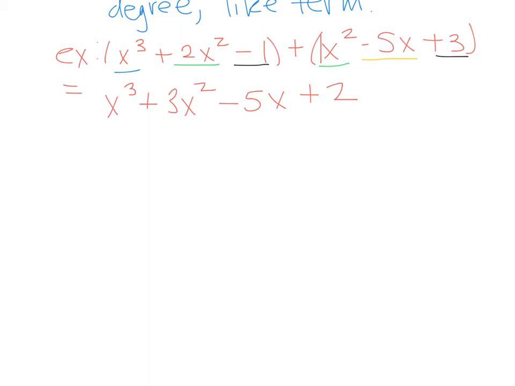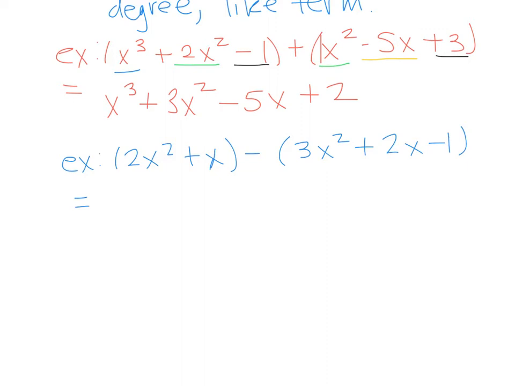Okay, now subtraction is going to be the same as addition. We just have to be careful of the negative sign. So let's look at this example. 2x squared plus x is one polynomial, minus, in parentheses, 3x squared plus 2x minus 1.